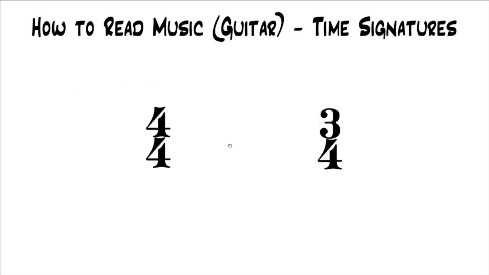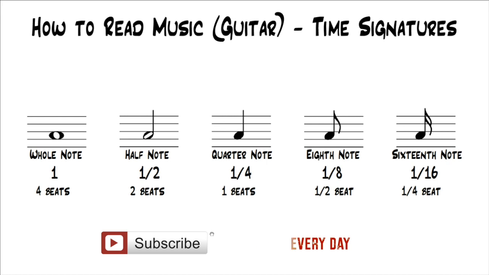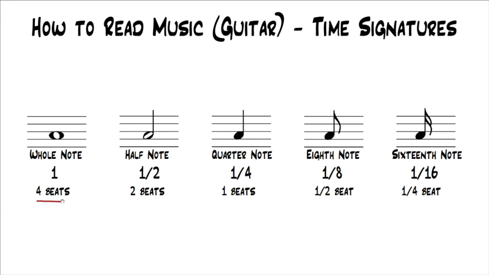So like I said, 4-4 is the most common you'll see. 3-4 is fairly common too. But a 4 on the bottom is the most common you'll see by far, but there are other numbers you can have on the bottom, like 8 or 16 or 2. But when the 4 is on the bottom, then your note values equal this, which I mentioned earlier, where I talked about how these are what the beats would actually be in common time.